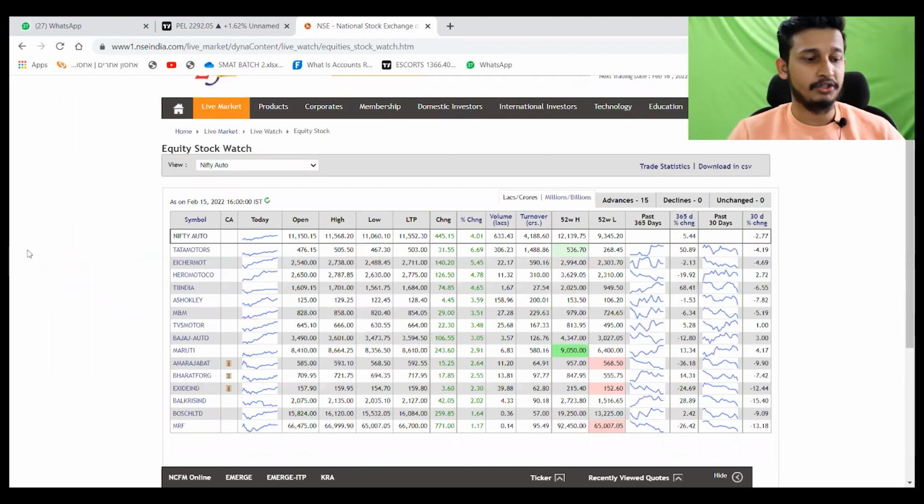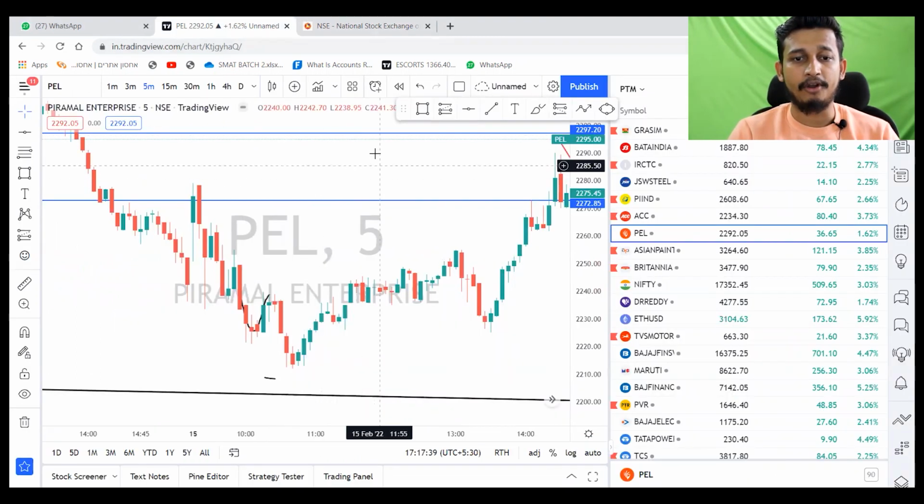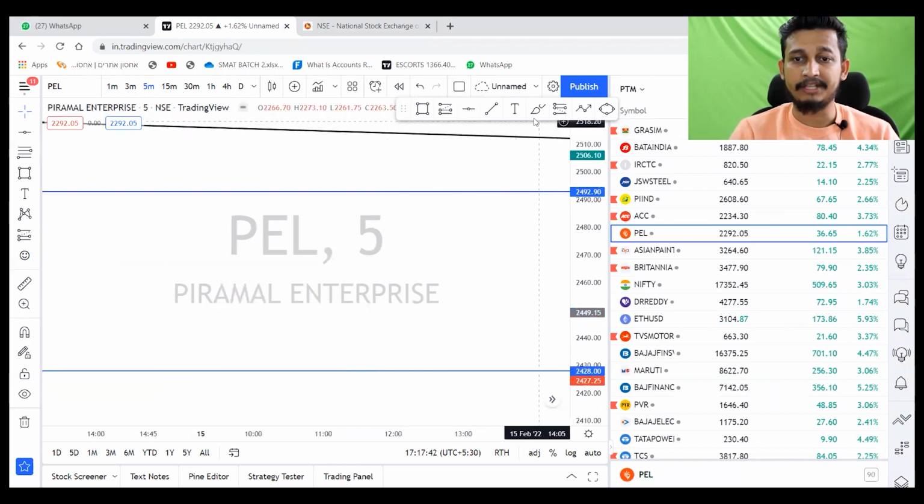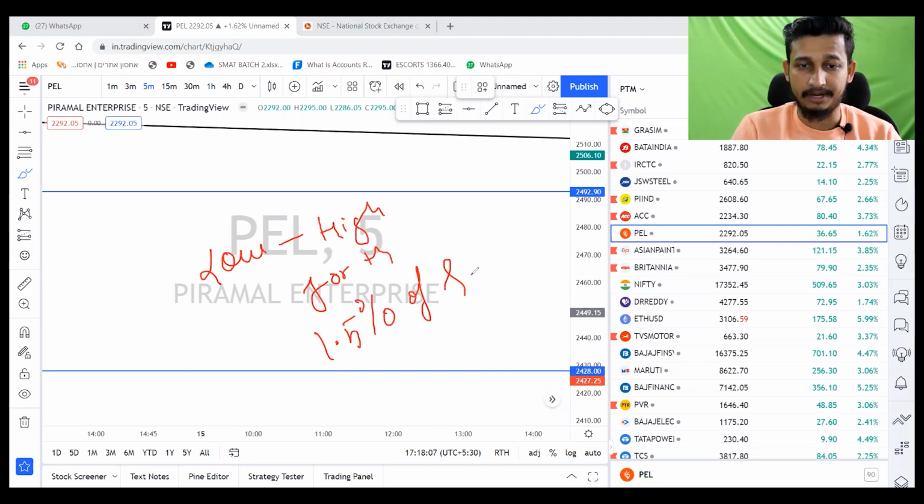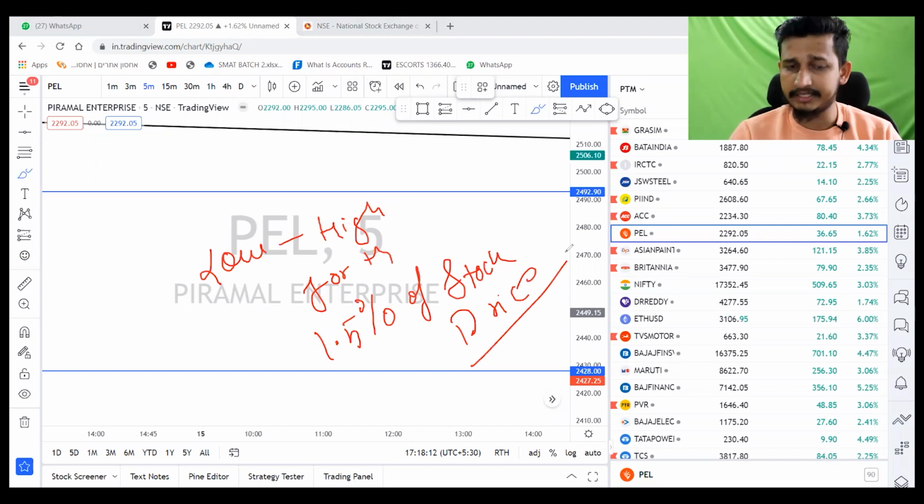Now, the major thing you have to keep in mind for intraday: in intraday, we look for capturing approximately 1% of the stock price or more than that. So we need a stock which gives us a movement of 1% to 2%. Right. So for the stocks you're choosing, the difference between low and high for the day should be more than 1.5% of the stock price. If it is more than 2%, it's great.